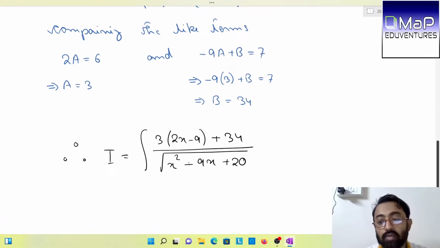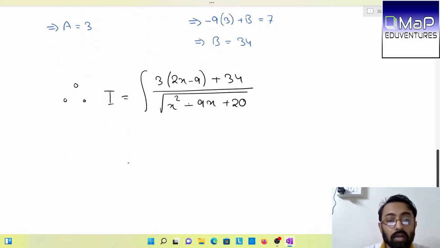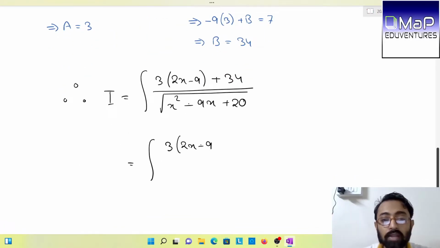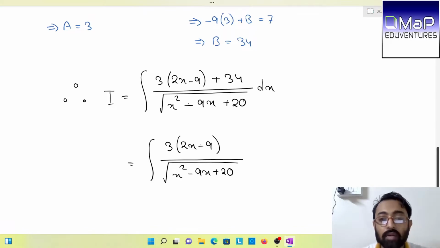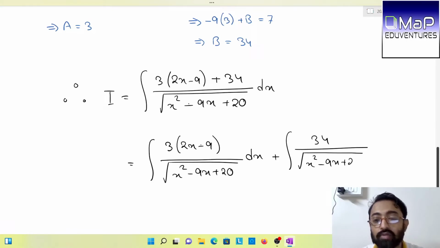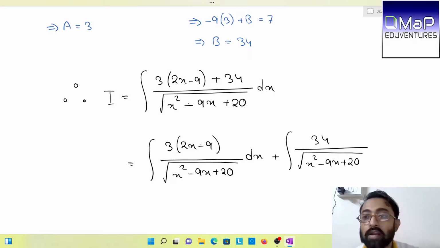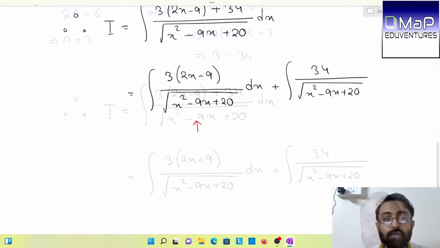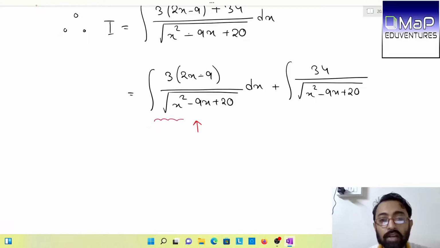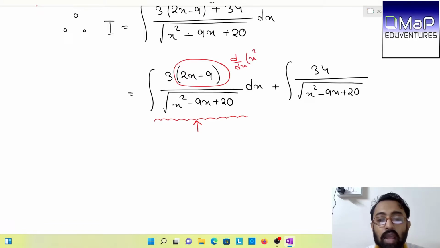Now what will we do? We have replaced the linear term. Now split it. We have split the numerator with respect to the denominator. If we take a closer look at the first integration, you will notice that the numerator term is exactly the d/dx of the denominator, x square minus 9x plus 20.